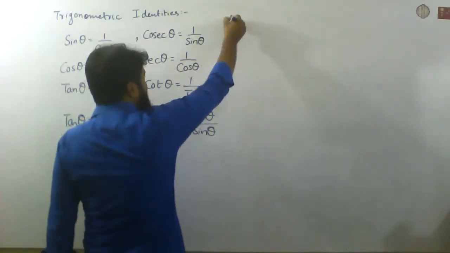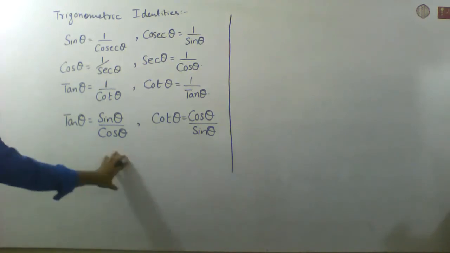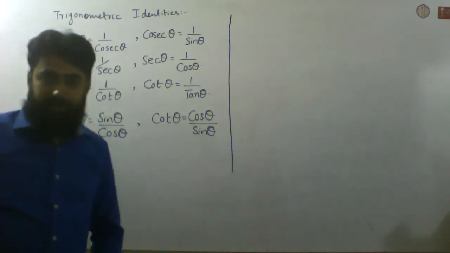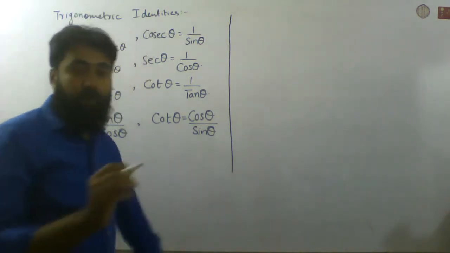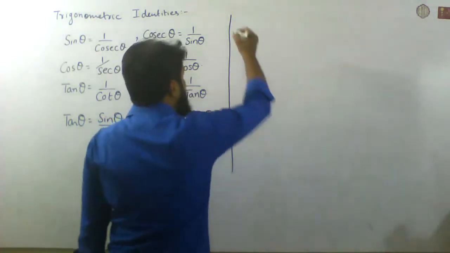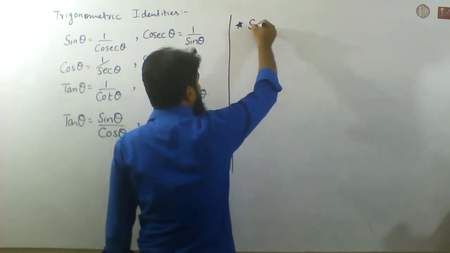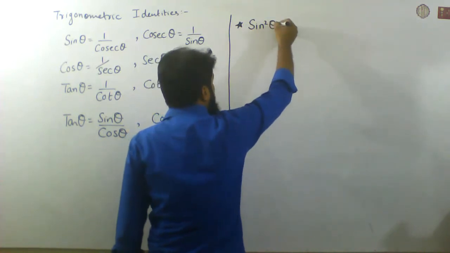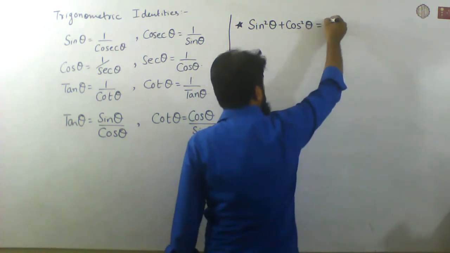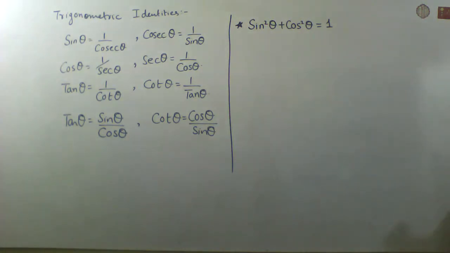Now, these are all called reciprocal relations or reciprocal identities. Now I am going to talk about squaring identities. What are the squaring identities? The first squaring identity is sin square theta plus cos square theta equals 1.